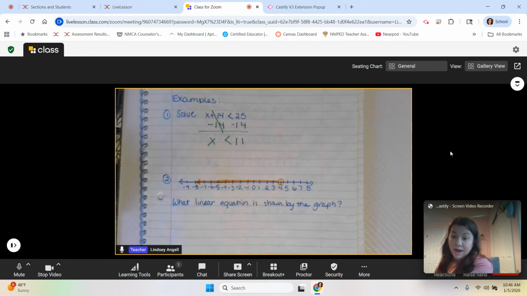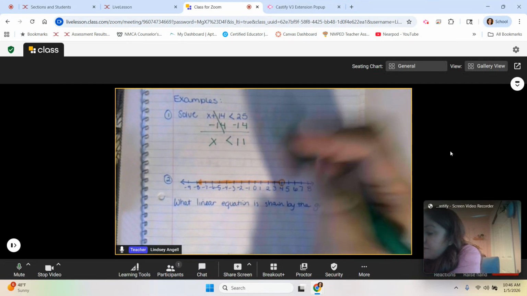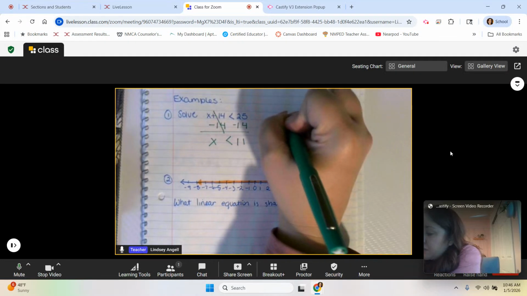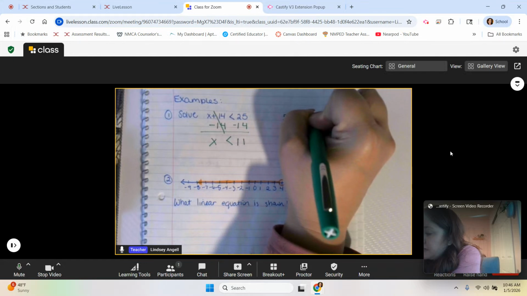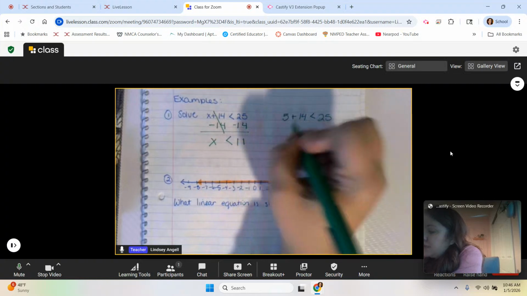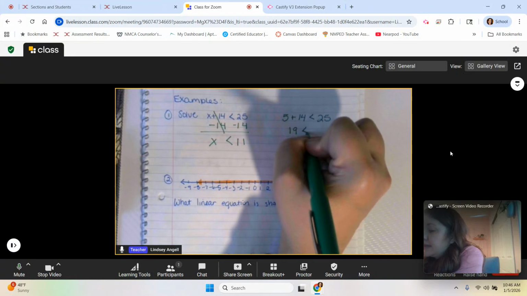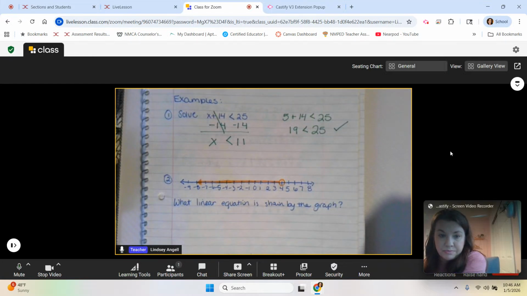So let's try that. Let's choose a number that is less than 11. I'm going to do 5. So if I say 5, well, 5 is less than 11, so it should work, right? So then I could say, now I have 5 plus 14 is less than 25. Well, 5 plus 14 is 19, and 19 is less than 25, so it works. All right, so I know that my answer is correct on that one.